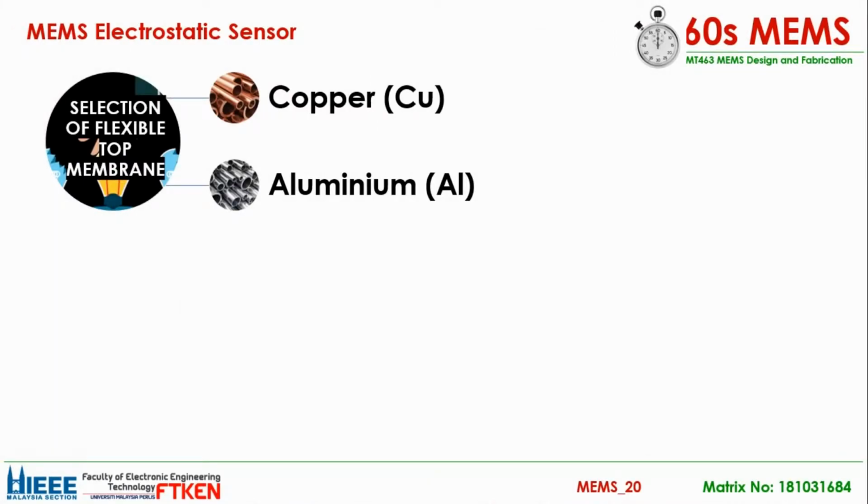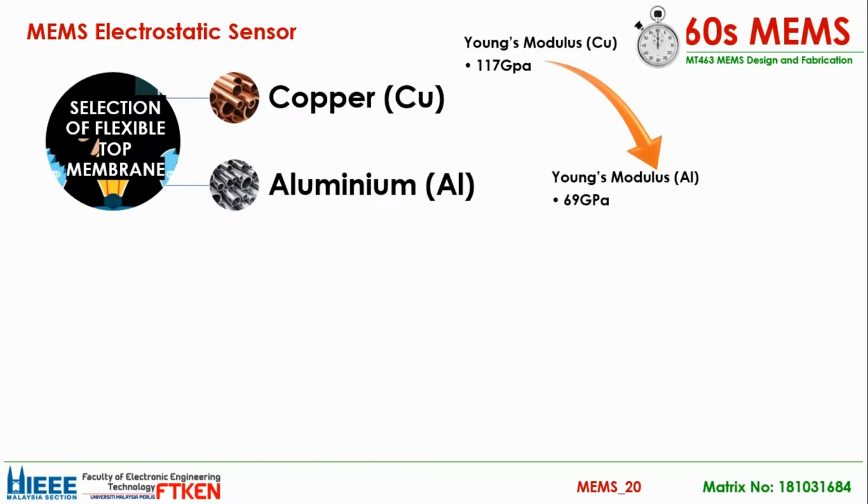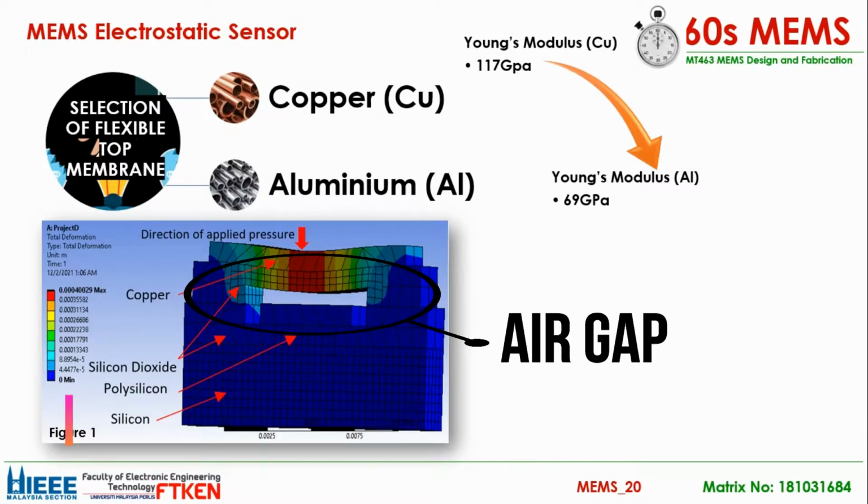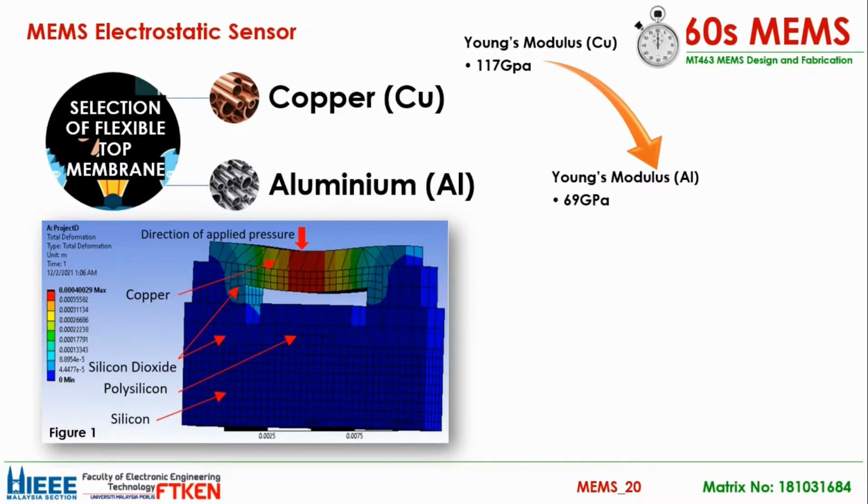For our group, we divided into two different membrane materials, which are copper and aluminium as the flexible top membrane. The Young modulus of the top membrane of copper and aluminium used in the simulation are 117 gigapascal and 69 gigapascal respectively. The operation of the pressure sensor is when an input pressure is applied on a surface, it increases the membrane deflection and thereby decreases the air gap between the top and bottom electrode. Hence, it changes the output capacitance to a higher value.